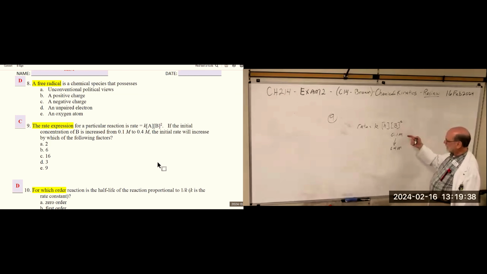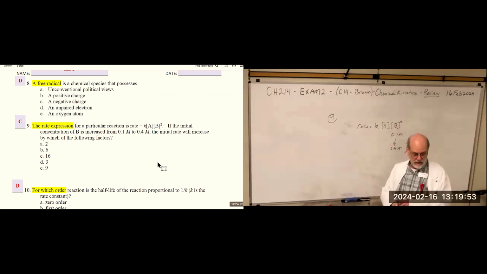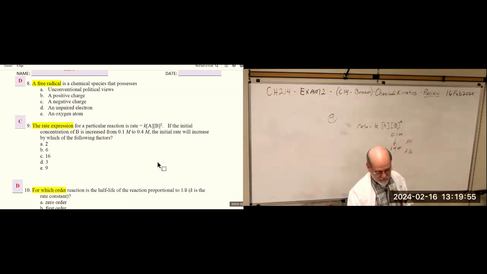Well, what's the multiplying factor from this one to this one? 4. It's times 4. So the rate's going to be times 4 squared, or times 16. The rate's going to increase 16 times.